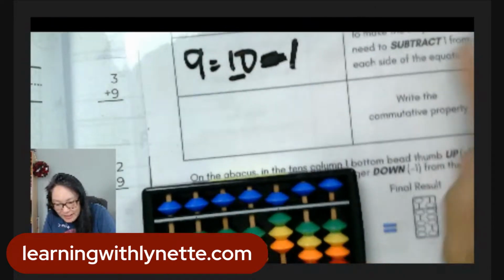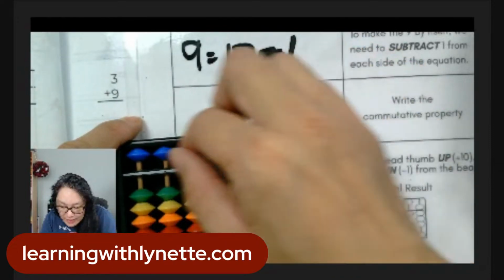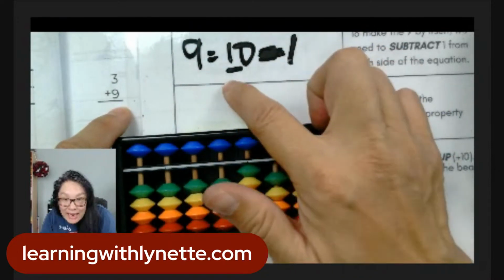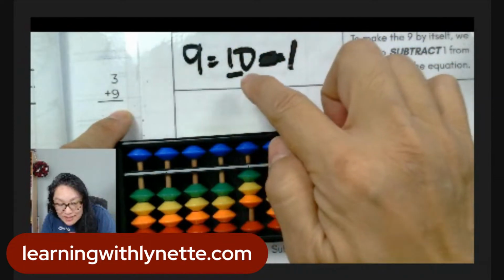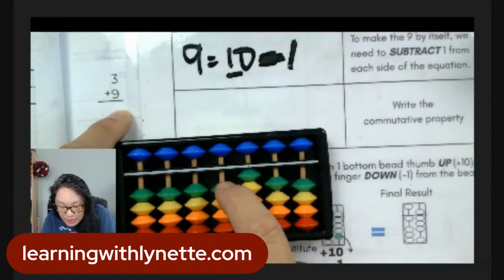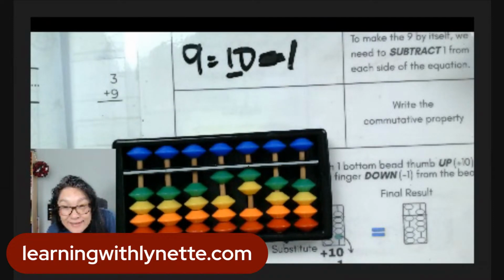So back to here. When we do 3, we have 3. We're going to add 3 to the abacus. When we add 3 to the abacus, I want to add the 9. Because I want to add the 9, what do I do? I plus the 10 and I take away the 1. So my final answer is 12.